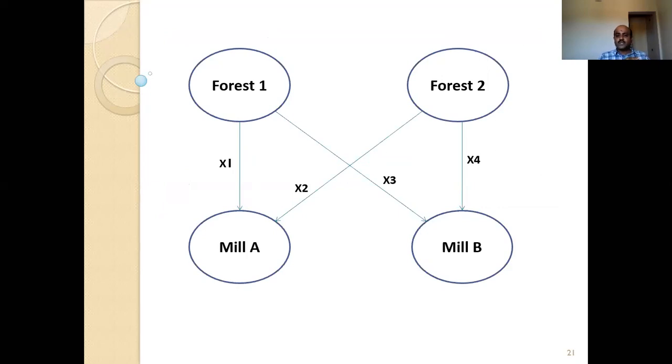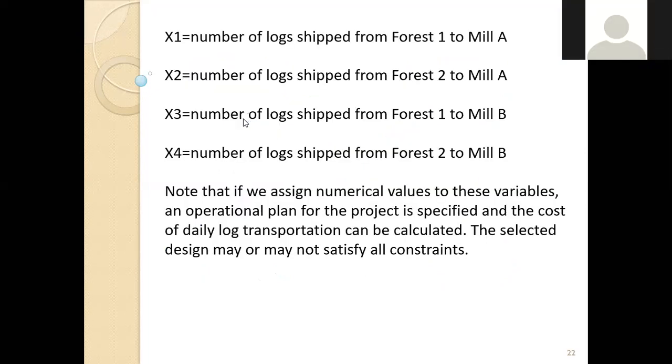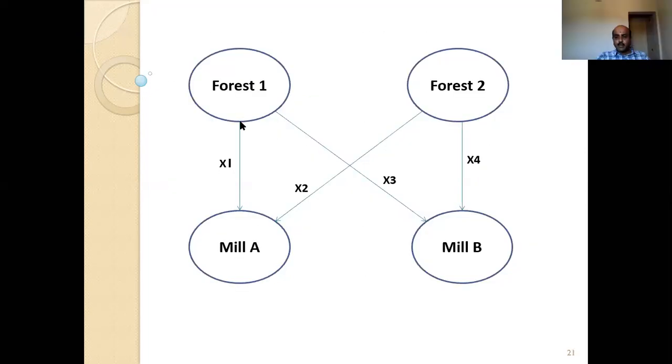Forest 1, forest 2, mill A and mill B. Here, this is forest 1 and this is forest 2, and X1, X2, X3 and X4. These are called the design variables for us. What do X1, X2, X3 and X4 correspond to? The number of logs shipped from forest 1 to mill A.